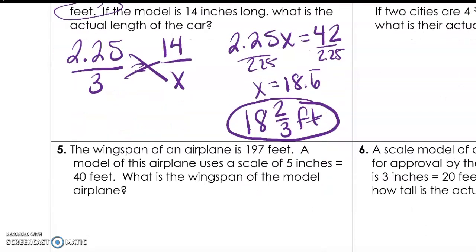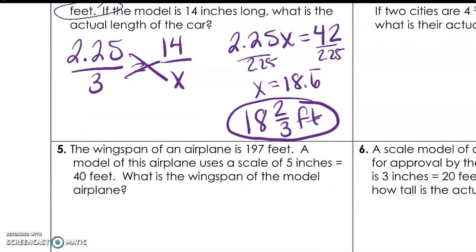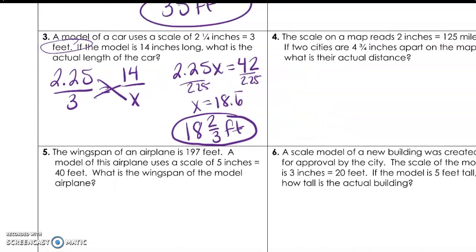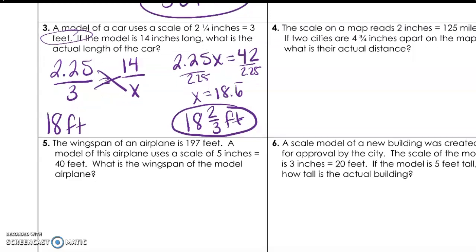It's really great if you can change 2/3 into how many inches that is. So we would have 18 feet, and then you take 2/3 times 12, since there's 12 inches in a foot, and you get 8. So 18 feet, 8 inches would be the best answer, but I would take 18 2/3 feet as well.